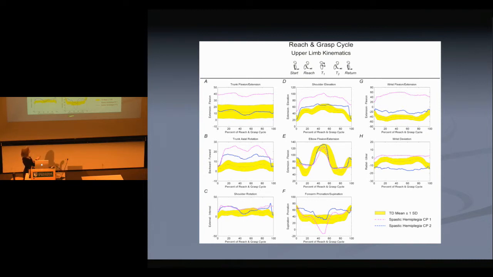Okay, this is all 8 of the graphs. We've got the typically developing mean in yellow, plus or minus 1 standard deviation, and then we have 2 different patients with cerebral palsy, the 2 that were shown in the video. So the first participant, you can see that she does indeed have increased trunk flexion. Both girls had reduced elbow extension, and the first girl has this increased wrist flexion. The point is that you can see clinically significant differences between the patients with cerebral palsy and the typically developing population, as well as differences between patients.